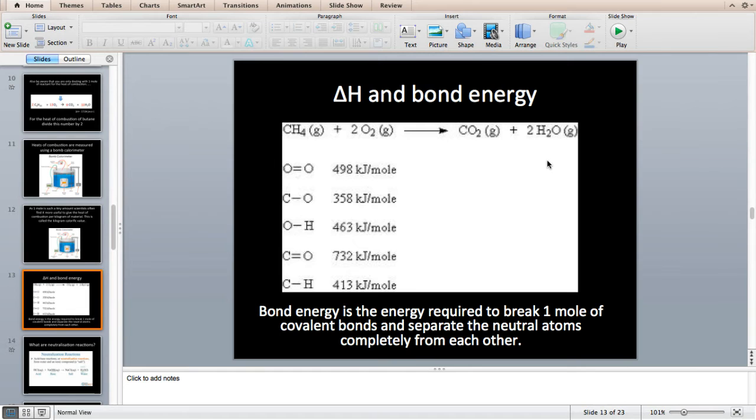Delta H and bond energy here then. So bond energy is the energy required to break 1 mole of covalent bonds and separate the neutral atoms completely from each other. Now I'm going to show you a number of examples of how to do these a little bit later on.